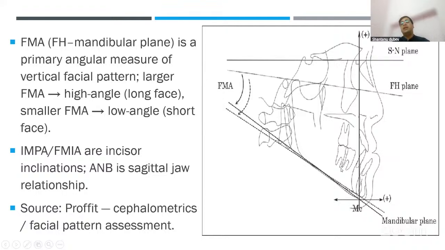Of course, if the angle is increased, you see that this side increases. For example, if this was here, the length of the face has increased, so the vertical height is increased. If the FMA is less, just like this here, you understand that the vertical height is reduced. The mandible is rotated.